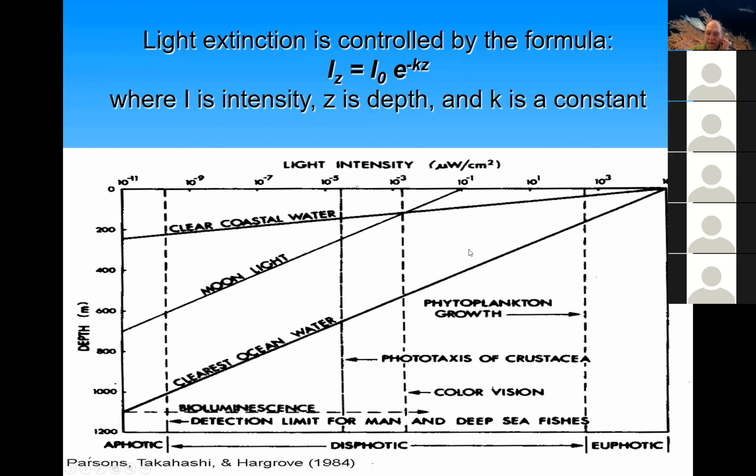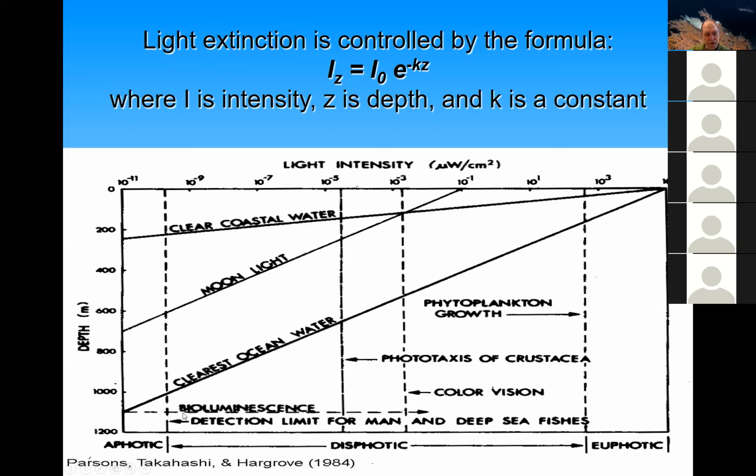Okay. And then, some other interesting factors that have to do with light intensity. Moonlight, it turns out, will actually penetrate water. So moonlight would be visible down to this kind of range. Color vision is limited here. The ability of phototaxis, in other words, to orient towards high and low light, cuts out at about, in clear ocean water, about 800 meters. And the detection limit of human beings is down here.